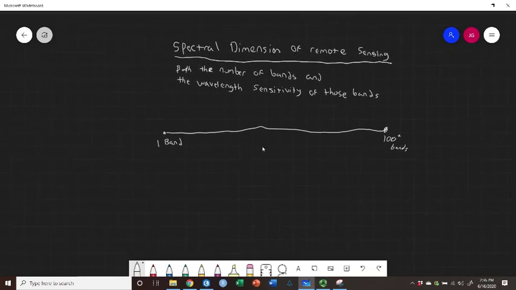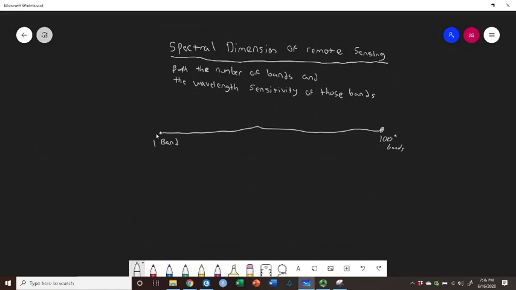So over here in the one band category, we have what's called panchromatic. And panchromatic is one band which is sensitive to all visible wavelengths.